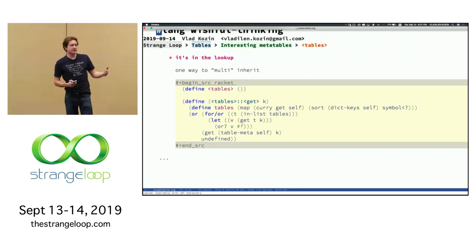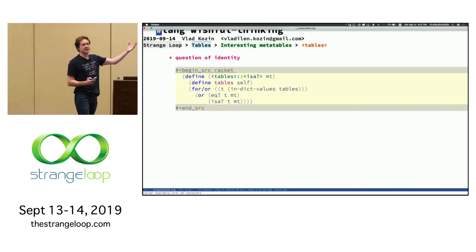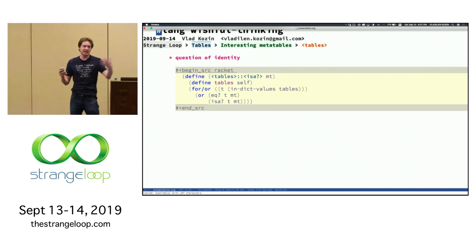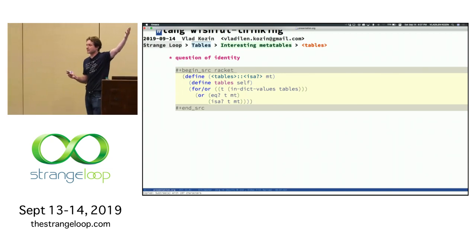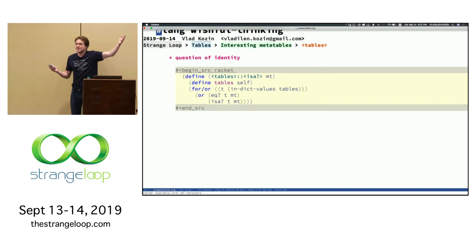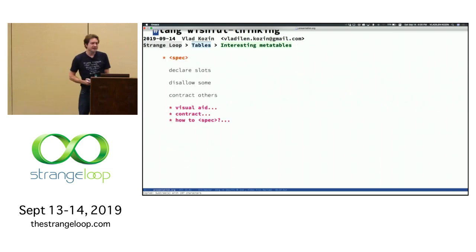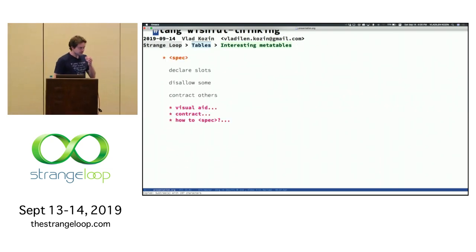We recover the identity a little bit. What exactly it means that you are of this type or not, it's up to you to decide, but you can decide it and then implement your own semantics. I decided, isa will reply, hey, do I have this meta table somewhere in my chain or not? Something like this. OK, spec.